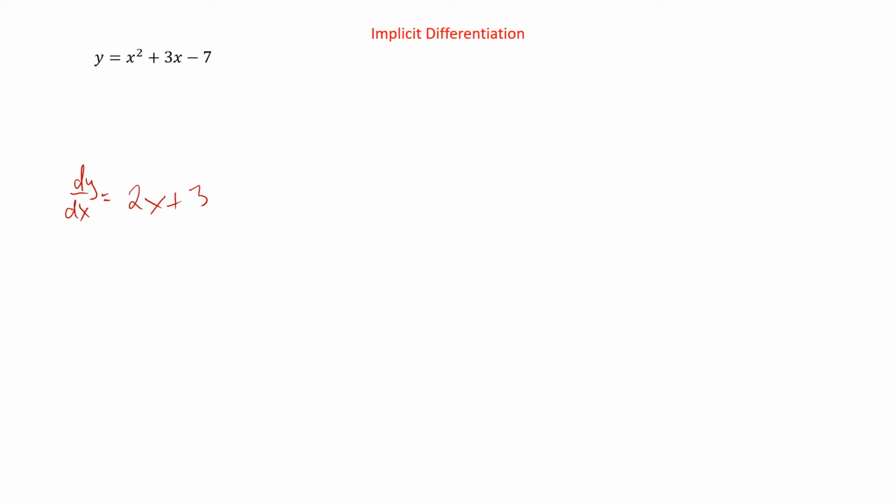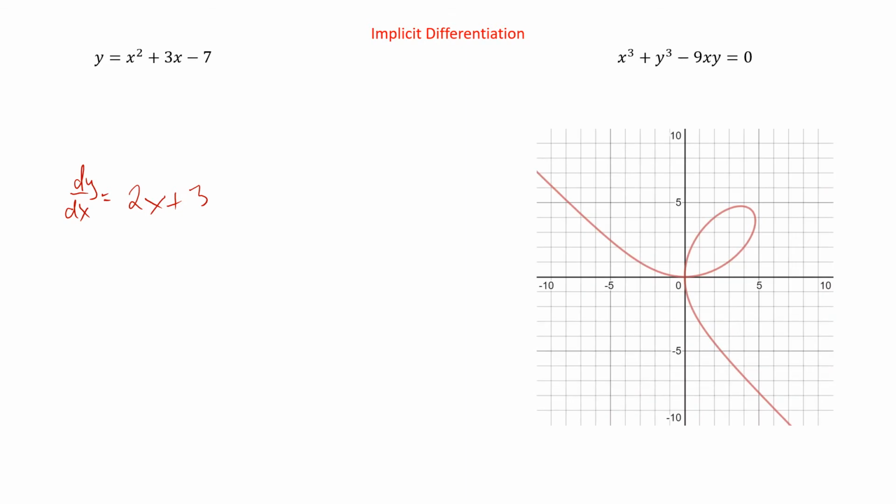I left some space there because I'm going to show you the steps that we actually skipped in the process, which is implicit. So that's an explicitly defined function where we can just do it this way. An implicitly defined equation would be something like this. Now, I might accidentally call them functions just out of habit. A lot of times these are not actually functions. For instance, this one, x cubed plus y cubed minus 9xy equals 0, looks kind of like that. Actually, it looks exactly like that.